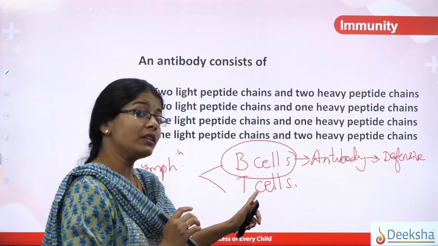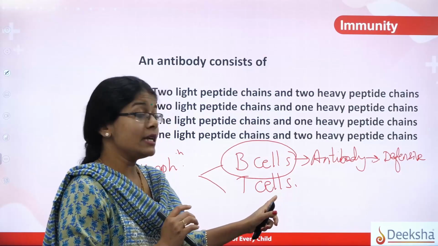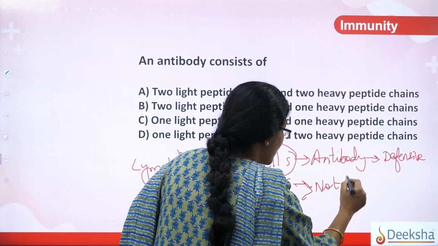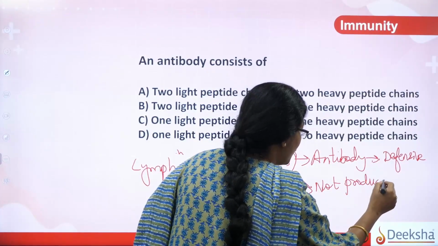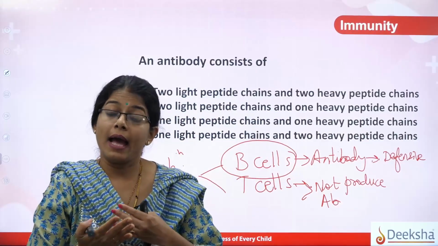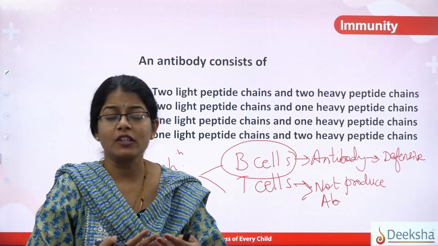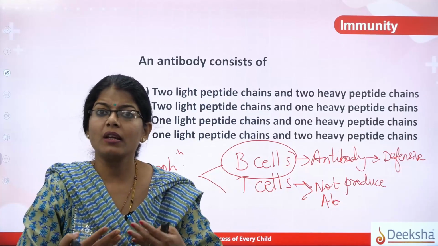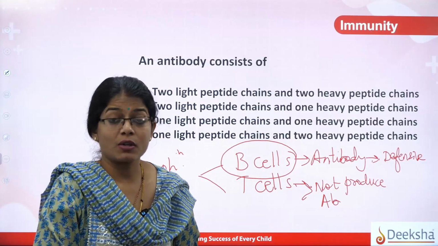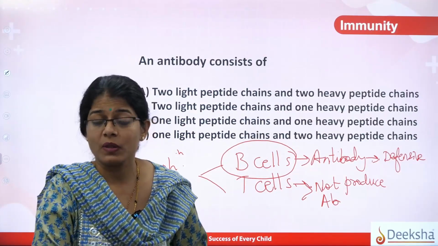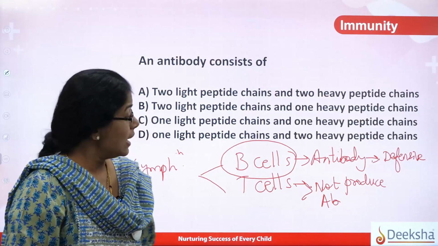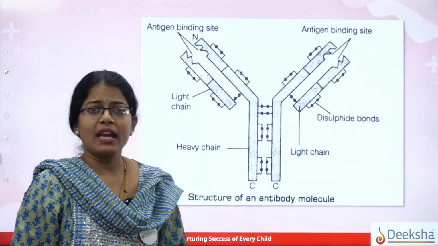And yes, what about the T cells then? Yes, students, T cells as such will not produce antibody. They are not known to produce antibody. But they have their own mechanism of destroying the pathogen. You know, there are various types of cells which are involved in T cell immunity, which is called cell mediated immunity. So this is the basic difference between the B cells and the T cells. Let us now move on to the structure of the antibody.